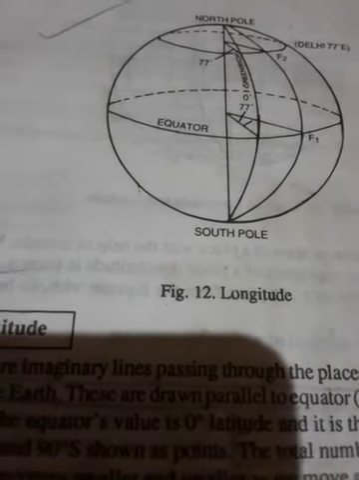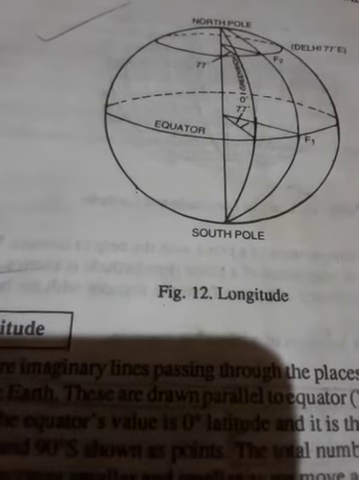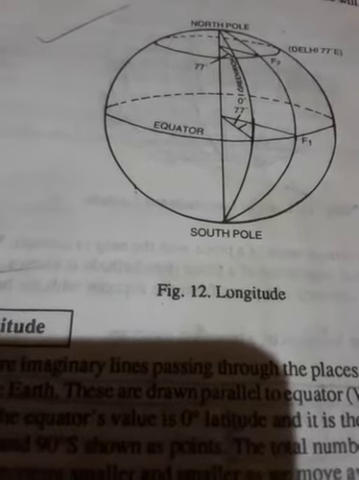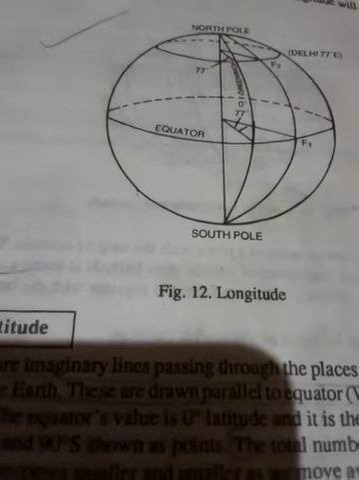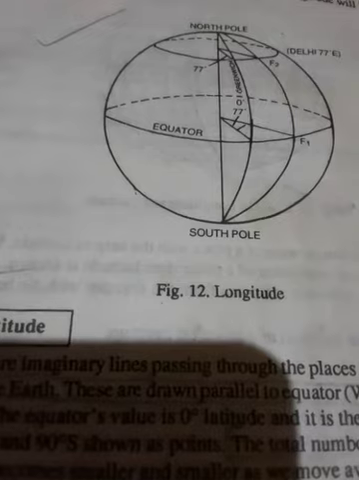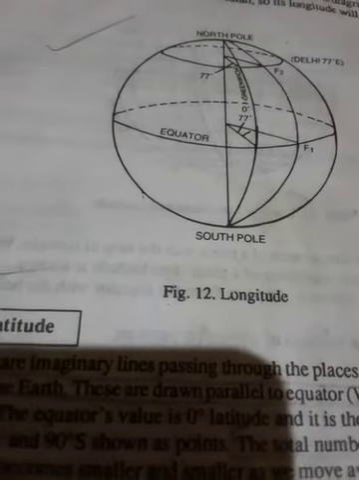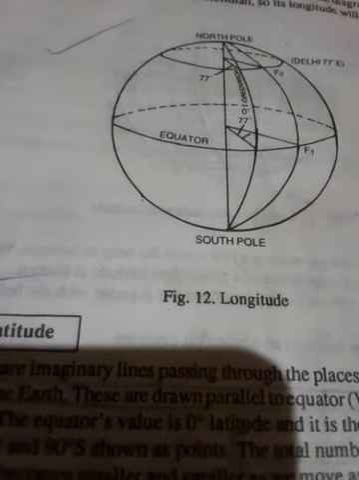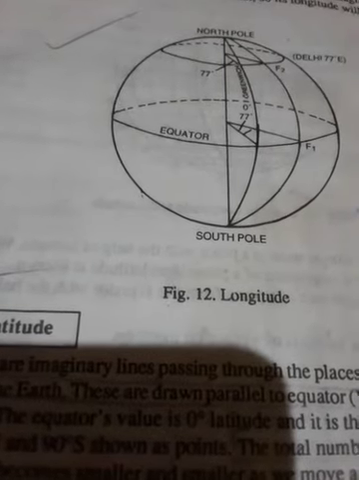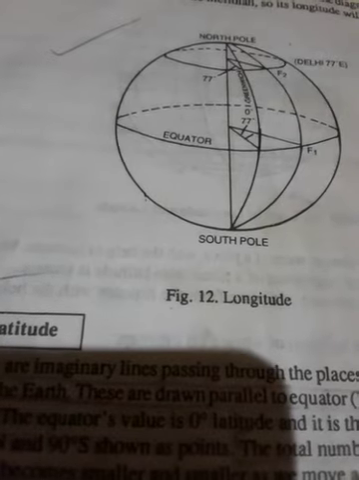Now, Earth is divided into two hemispheres, that is Eastern Hemisphere and Western Hemisphere. Eastern Hemisphere has 180 meridians of longitude. Even the Western Hemisphere has 180 meridians of longitude. 180 plus 180 is equal to 360. That means Earth has a total of 360 meridians of longitude, and the circumference of the Earth is 40,000 km.